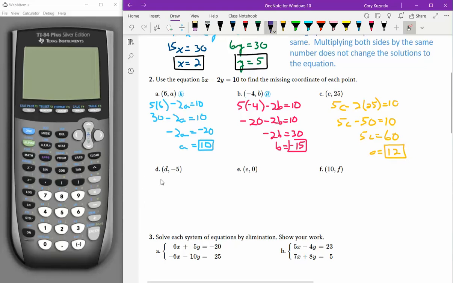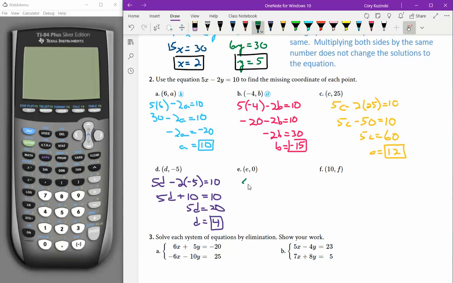Again, we're given a y value. So let's do 5 times d, that's the x value, minus 2 times negative 5 equals 10. 5d plus 10, since negative 2 times negative 5 is positive 10, equals 10. 5d equals 20 when we add 10 to both sides. So d is 4 after we divide both sides by 5.